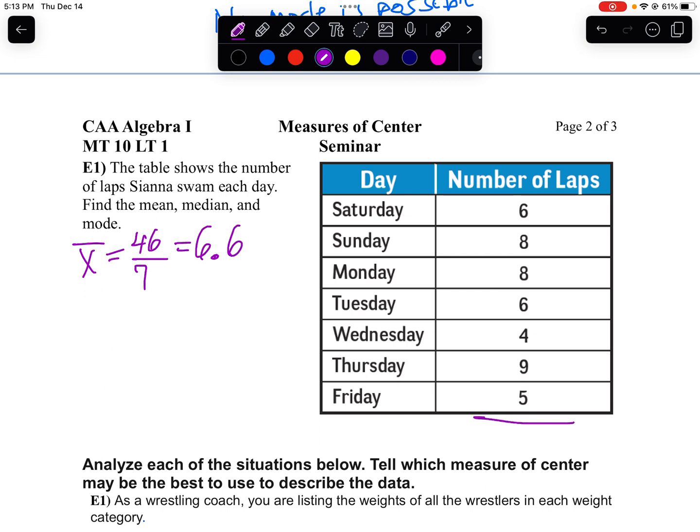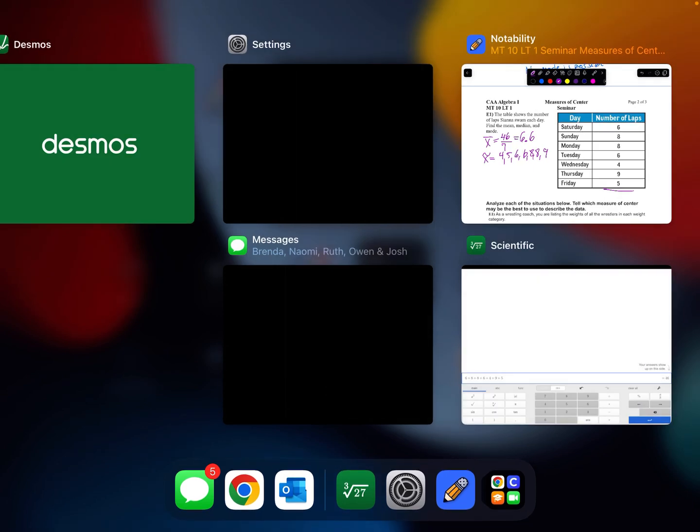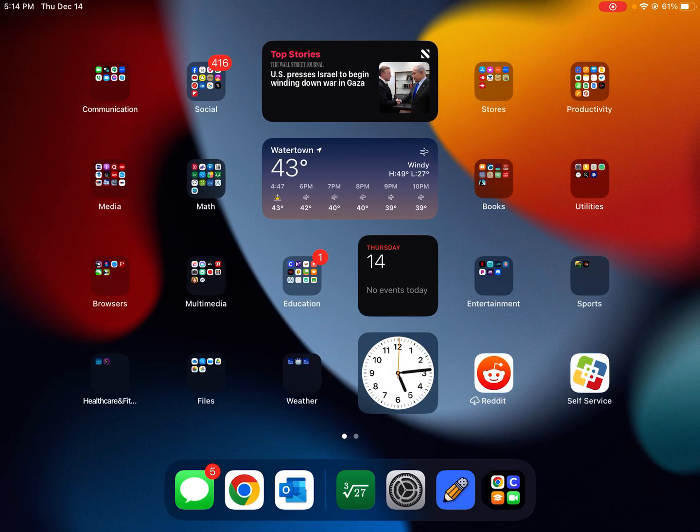Now, to find my median, I have to put them in order. So if I put them in order, it goes 4, 5, 6, 6, 8, 8, and 9. Now, I find it kind of boring putting numbers in order. So what I did to help you out here, and let's get out of here, and I've got to find my Google Classroom here. Here we go.